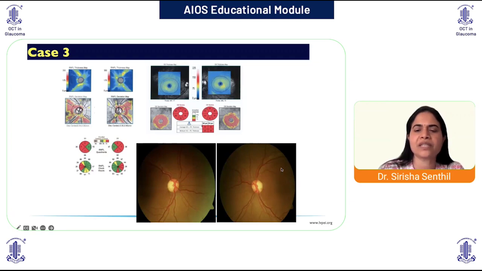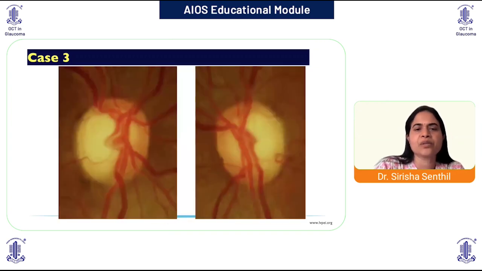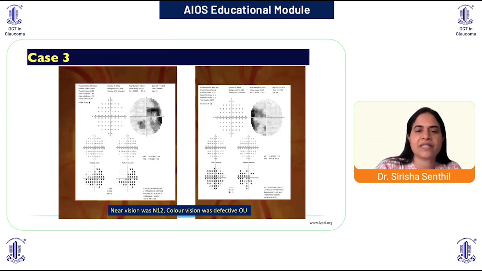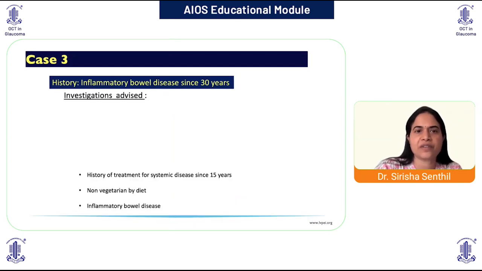You see that there is a significant loss of nerve fiber layer between these two arcades. So this patient has loss of papillomacular bundle as well as the NFL on the temporal area. And also you can see the significant pallor that was there. The color vision was defective for this patient, and near vision was also affected. And this is the 10-2, which shows significant affection of the central fields.